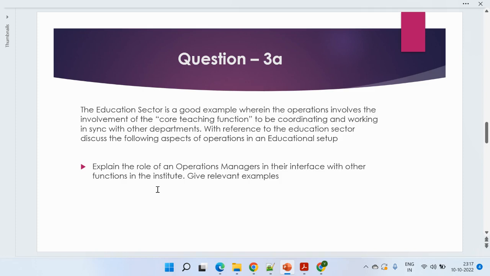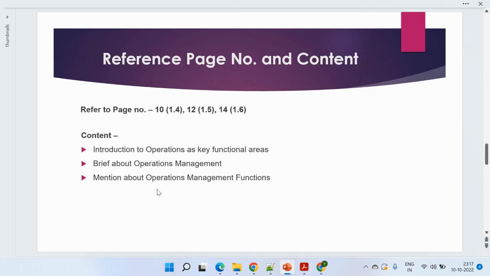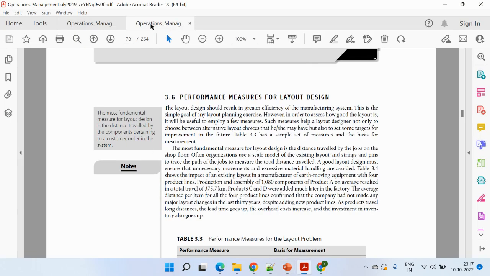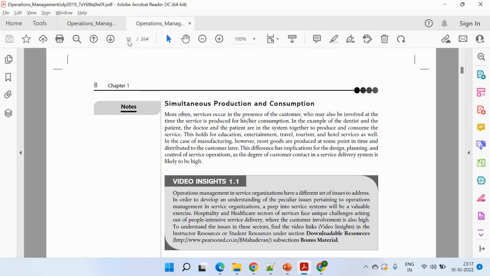There is some financing team, there is some management team, there's some team involved in sales, there are some teams involved in the admission cell. So all these parts except teaching are important aspects that contribute 50 to 60%, but there are other things which also contribute 40 to 50%. So you need to explain that rest of the 40 to 50% in terms of operations managers or operations management. So let's see what page numbers to be referred: 10, 12, and 14. So going to page number 10.